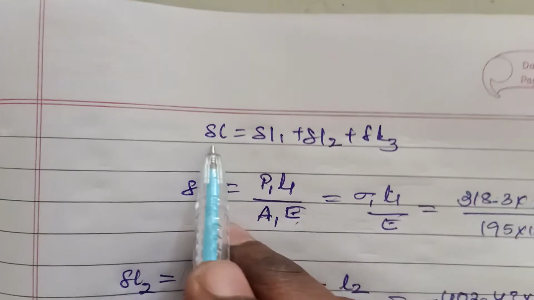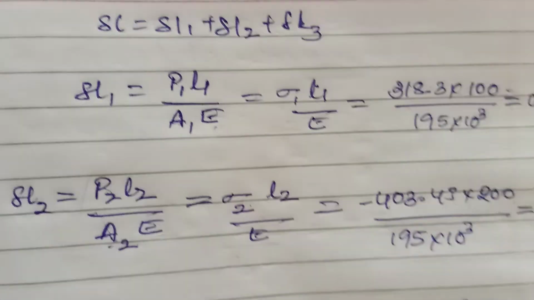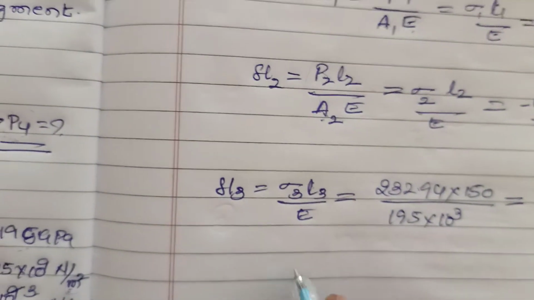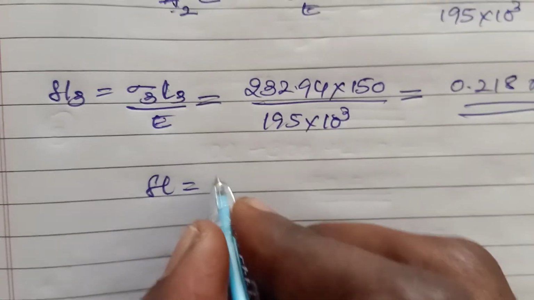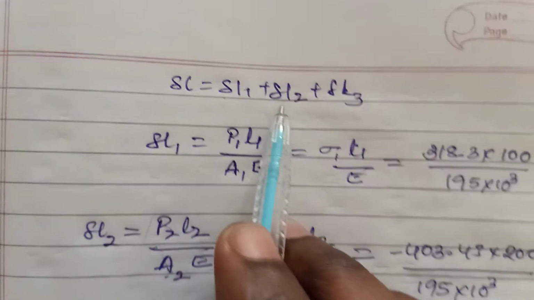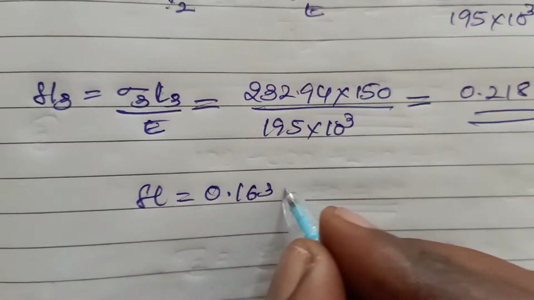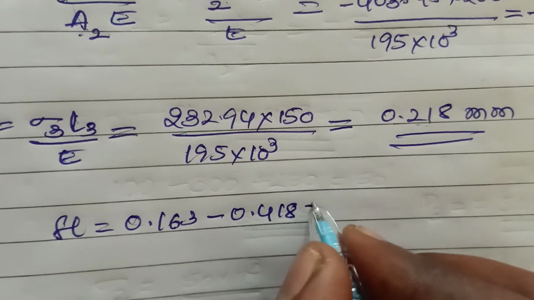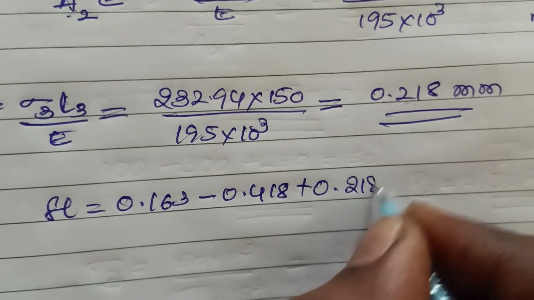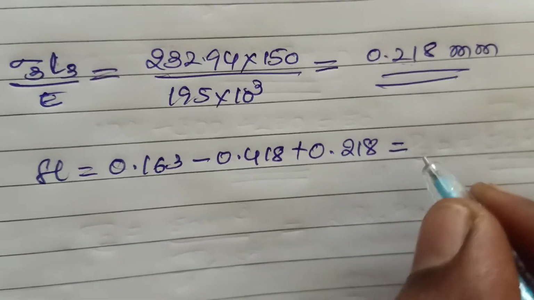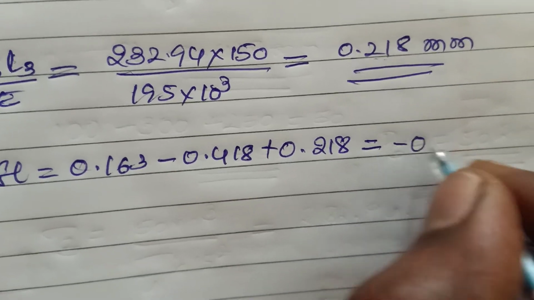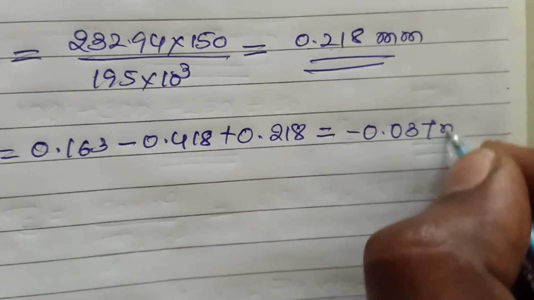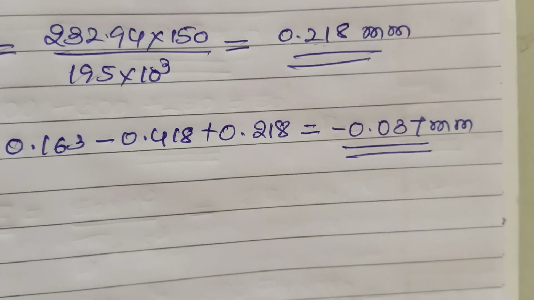So what they asked is delta L, not delta L1, delta L2, delta L3. Just substitute these values over here. Delta L1 value is 0.163. What is the value of delta L2? It is minus 0.412. Then what is the value of delta L3? It is 0.218. After calculation, you are going to get minus 0.37 mm. So this is the answer.